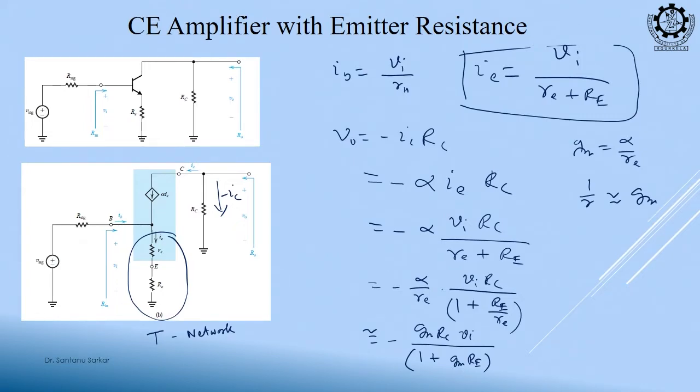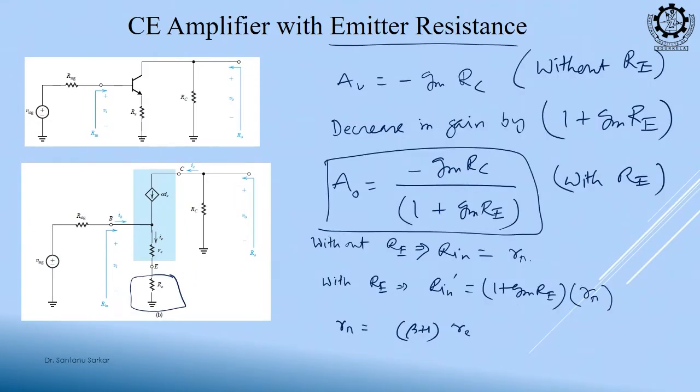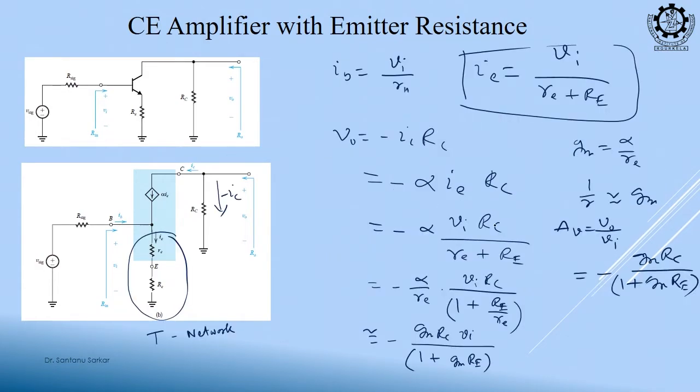So, what will be your AV? AV is equal to V0 by Vi. So, divide this term with Vi. What do you get? Minus Gm RC by 1 plus Gm RE. So, we told that our Gm RC is reduced by 1 plus Gm RE. How to derive that? You write the current in terms of emitter current and write the emitter current by this expression, then you will get it.